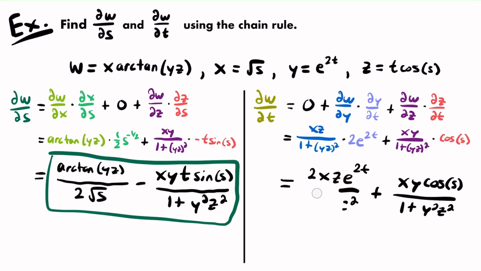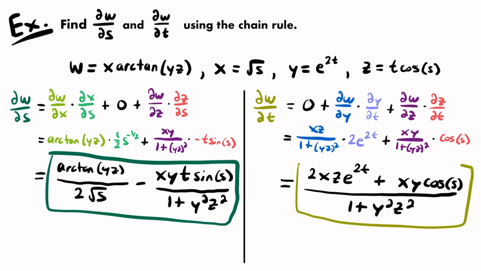So I'm just going to do that like this. I'm going to erase that denominator, put a plus sign between those two terms, and then divide them by that denominator of 1 plus y squared z squared. That would be the partial derivative of w with respect to t.